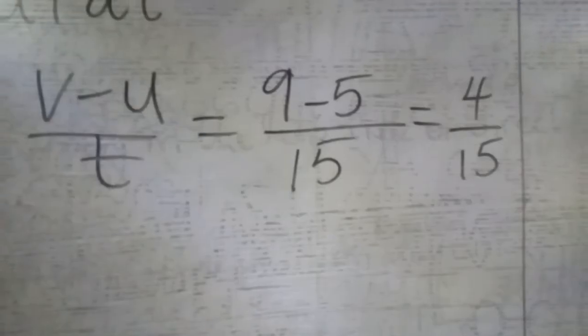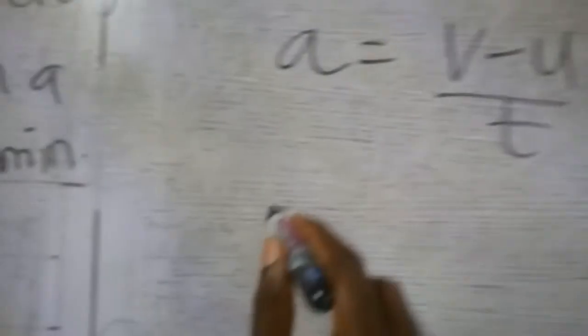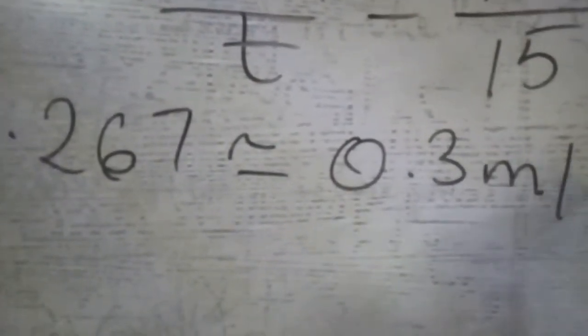So 9 minus 5 all over t, which is the time, 15 seconds. So over 15. What is 9 minus 5? That's 4. Then over 15. So that is 4 over 15. Then you're going to convert that to decimal to find the acceleration. So 4 over 15 is 0.267, and approximately you say that is 0.3 meters per second squared.